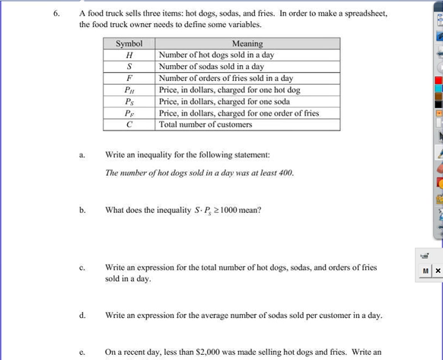A food truck sells these items: hot dogs, sodas, and fries. In order to make a spreadsheet, the food truck owner needs to define some variables you see in the table. Write an inequality for the following statement. The number of hot dogs sold in a day was at least 400.